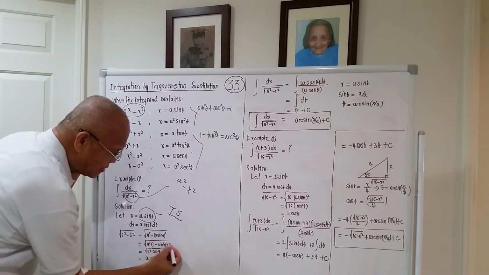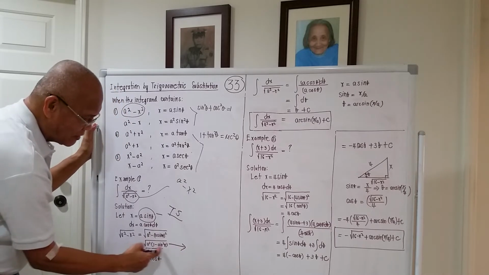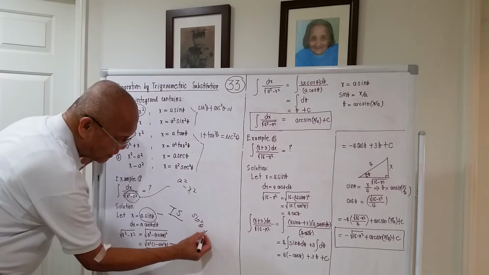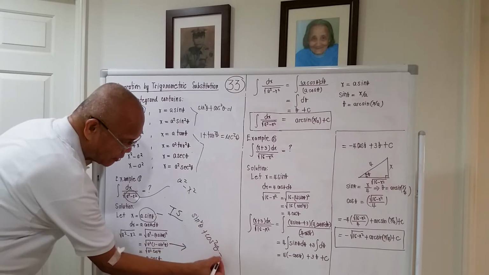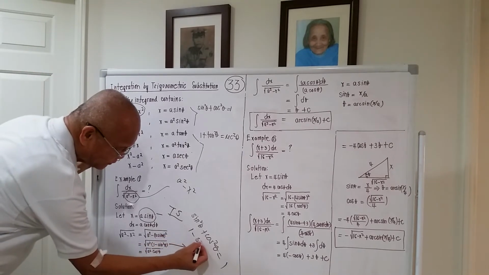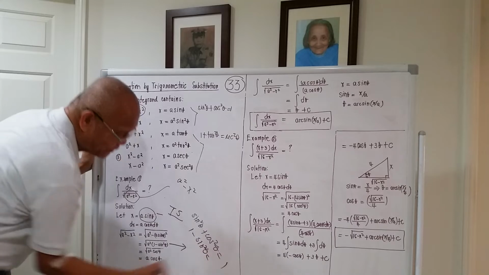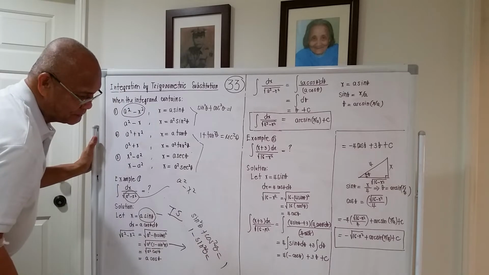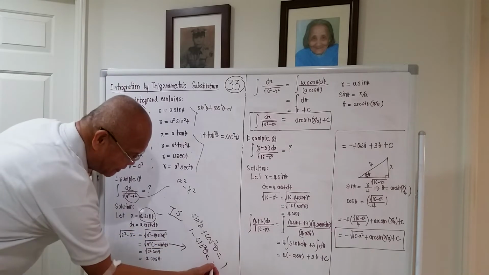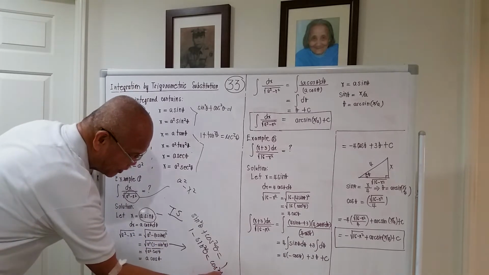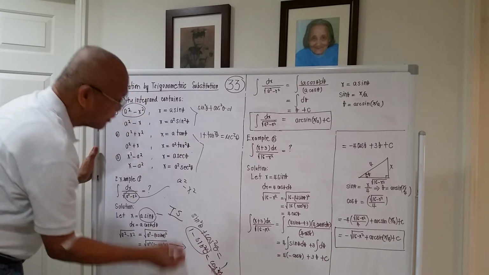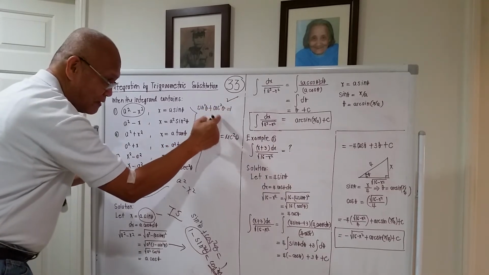Then try to replace this value here, 1 minus sine squared of theta, because we know that sine squared of theta plus cosine squared of theta equals 1, right? Therefore, 1 minus sine squared of theta is equal to cosine squared of theta. It comes from this.